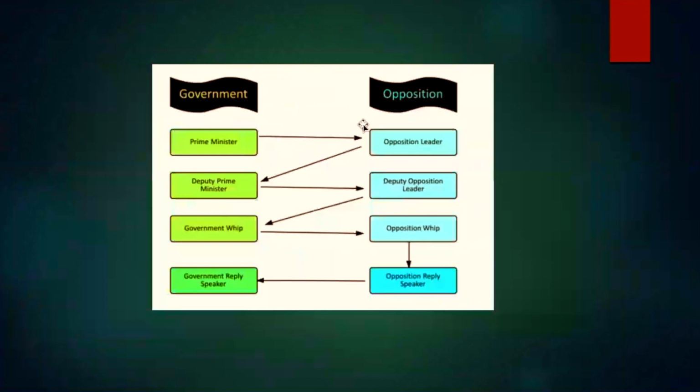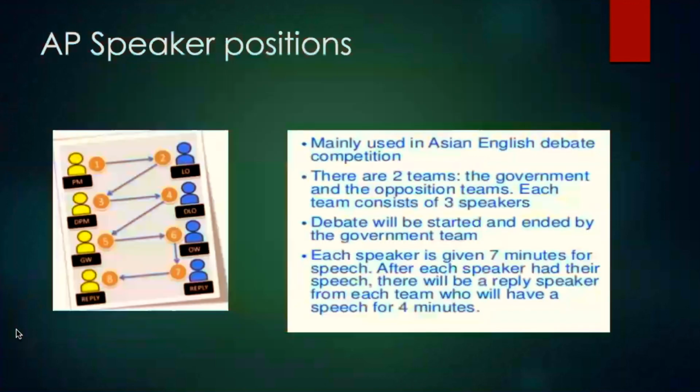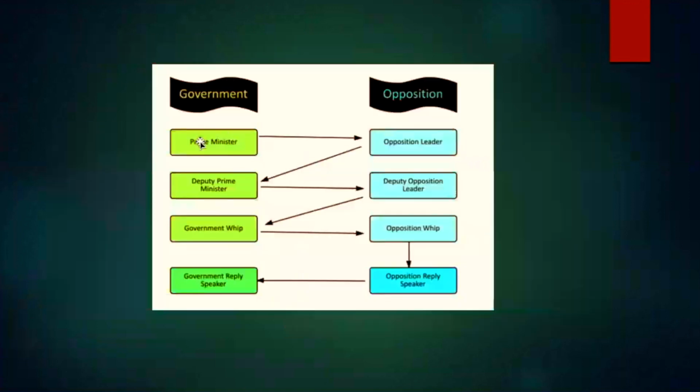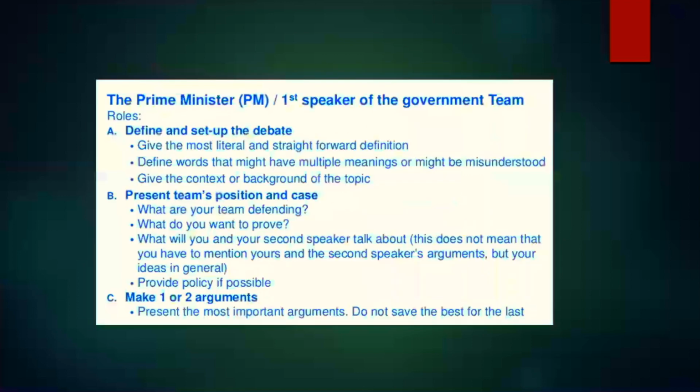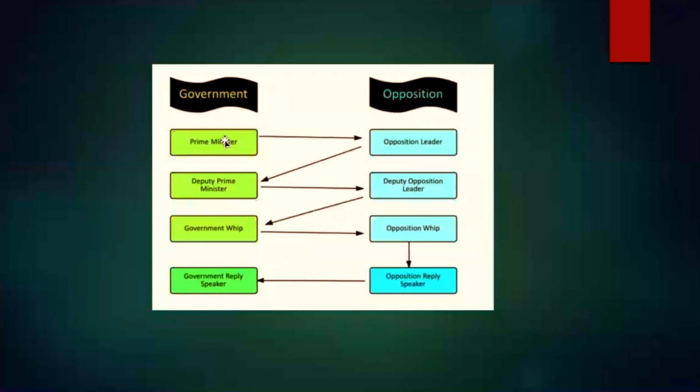Okay, so here's another speaker position, the same thing. এখানে যেটা দেখছো ওইটা এখানে আরেকটু elaborately লেখা আছে with the speaker roles, যে first এ gov side এ prime minister, ঠিক আছে, তারপর opposition leader, DPM, deputy prime minister, deputy leader of opposition, government whip আর opposition whip, তারপর হলো reply speeches, right? So এটার পরে first speaker of the government team, ঠিক আছে, so first speaker যে থাকবে, first speaker of the government team is called the prime minister.